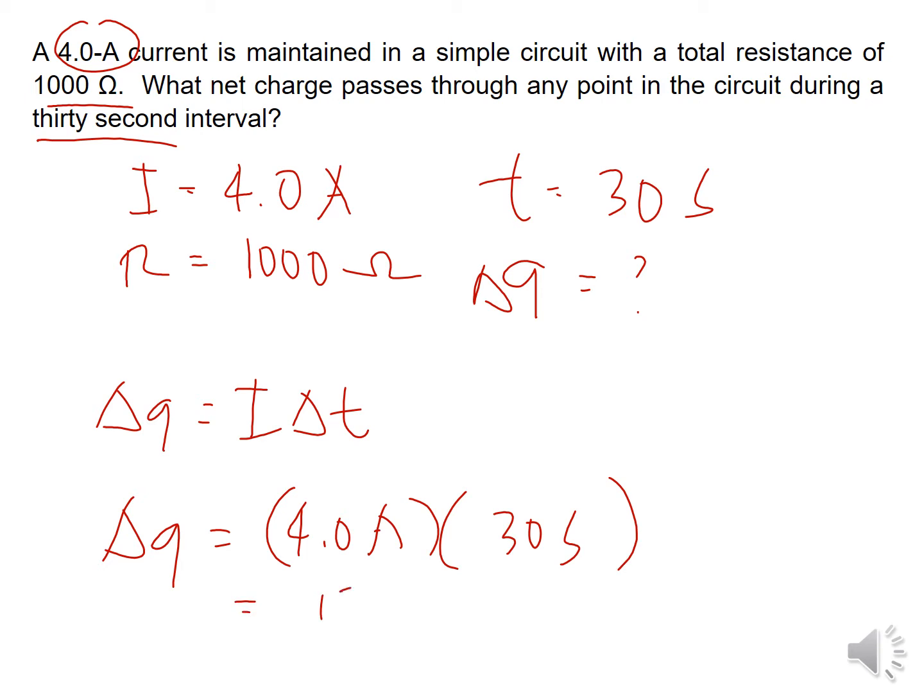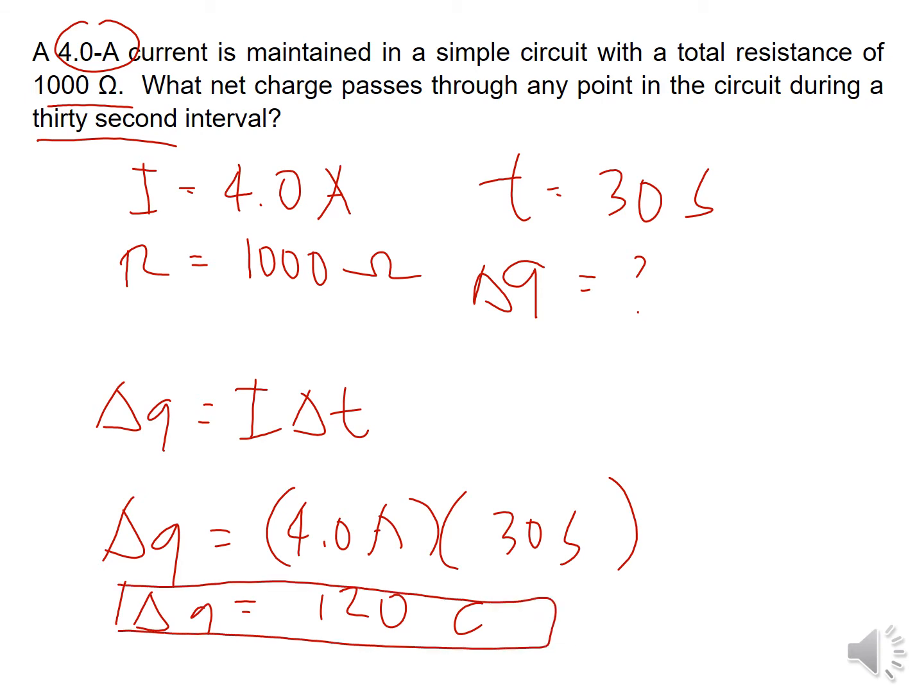So the value of charge here is equal to 4.0 ampere multiplied by 30 seconds. So this is equal to 120 coulomb. So this is the net charge. If you are wondering why we did not use 1000 ohms in the equation, as you can see, the change in charge is just equal to current multiplied by the change in time. Resistance is not present in the equation. So therefore, we can neglect the given resistance, because we can still compute the value of charge even without using the resistance.